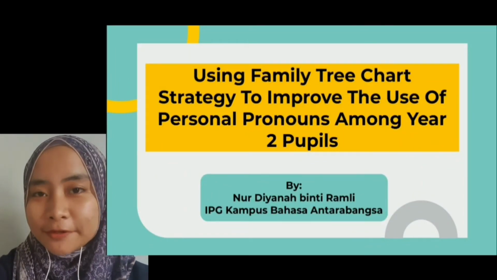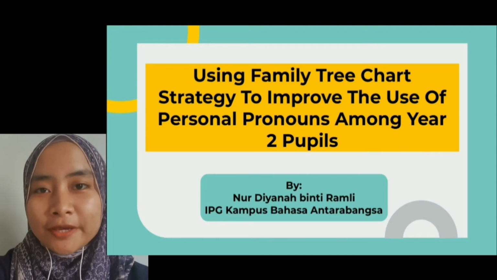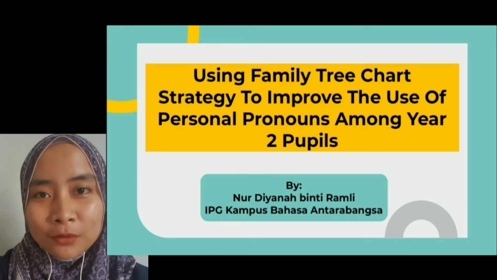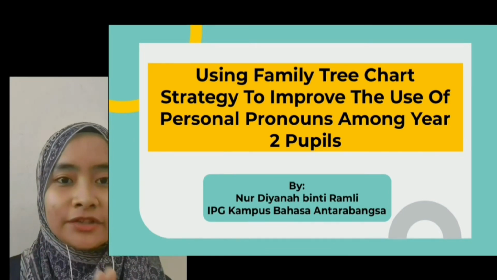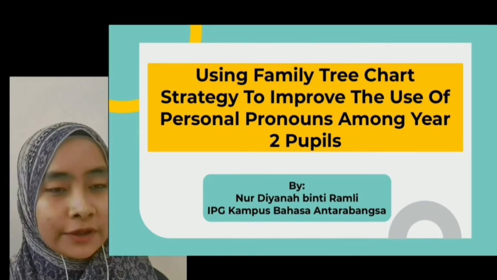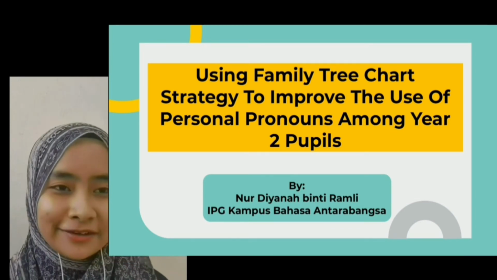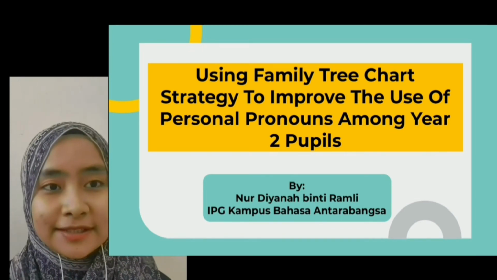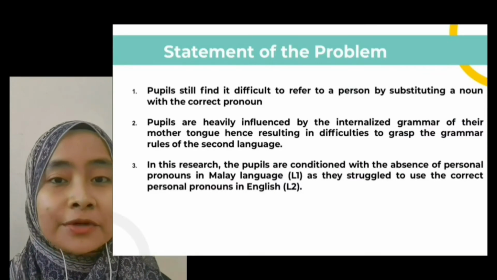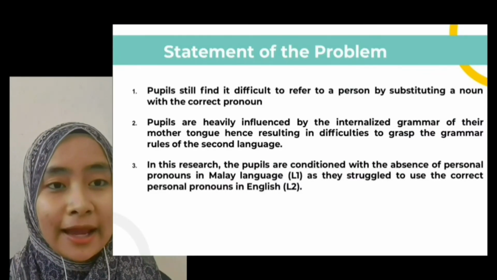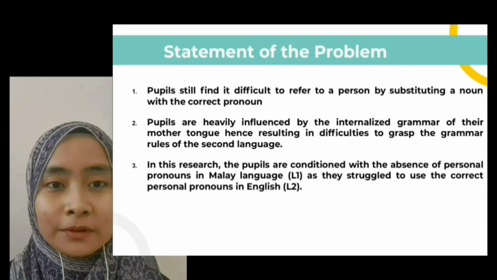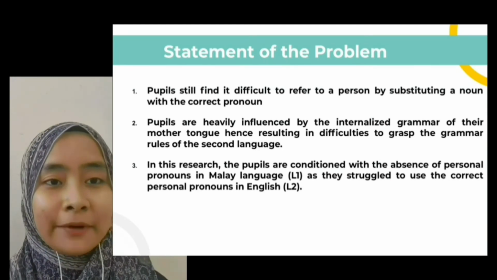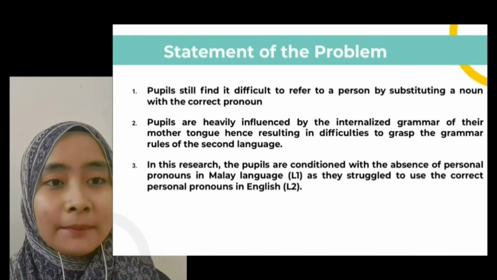My name is Nurdiana binti Ramli. I'm from IPG Campus Bahasa Antarabangsa, Kuala Lumpur, Malaysia. The title of my research is using the family tree chart strategy to improve the use of personal pronouns among Year 2 pupils. This study was made possible through a process of diagnosing and recognizing the relevant issues that occur among the pupils that I taught in my practicum phase 2.